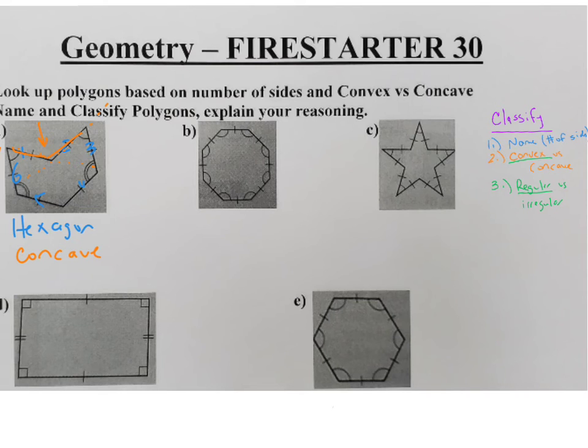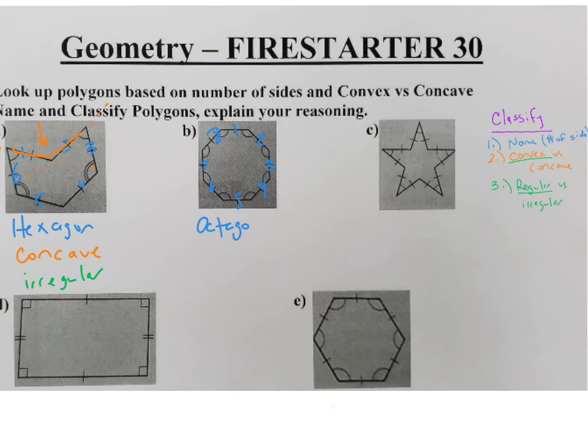Now, remember, last one we're going to do is regular versus irregular. As soon as I write the word concave, I immediately say it's irregular. All right. Sometimes they don't write irregular; they just write nothing, but today we'll put irregular. So then we go on to number B. B says count. We're going to count the sides: 1, 2, 3, 4, 5, 6, 7, 8. So we have an octagon.